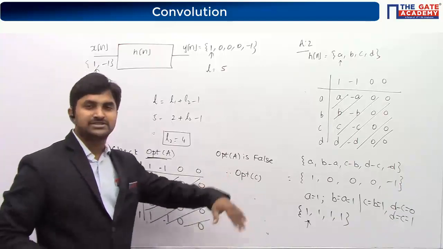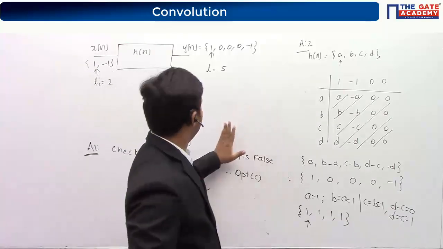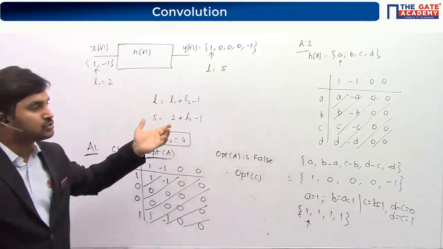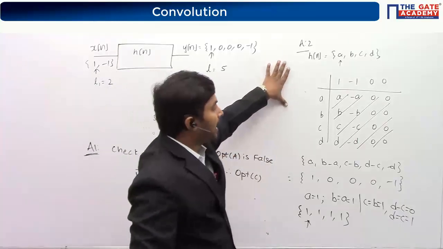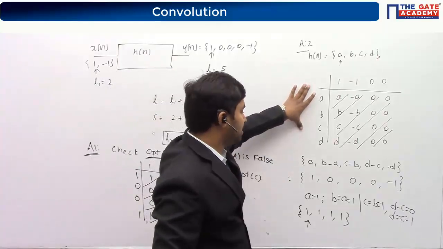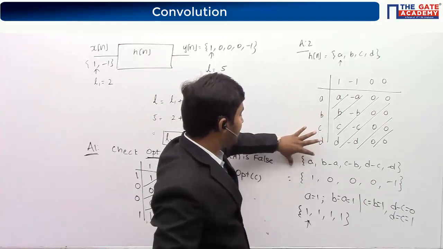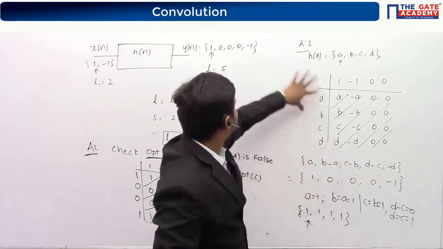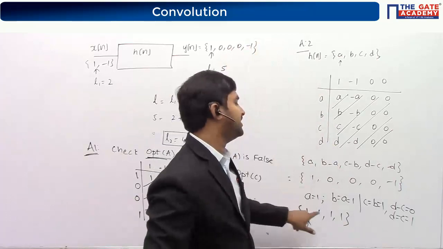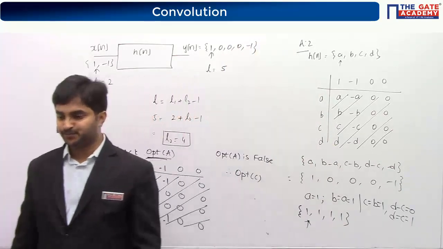Or the other approach is that, because we come to know that L2 is equal to 4, I am considering 4 samples. I am doing the tabular method over here, equating the result to the actual output which is given to us, and finding the values of A, B, C and D.